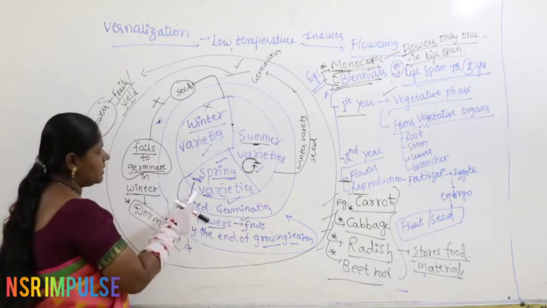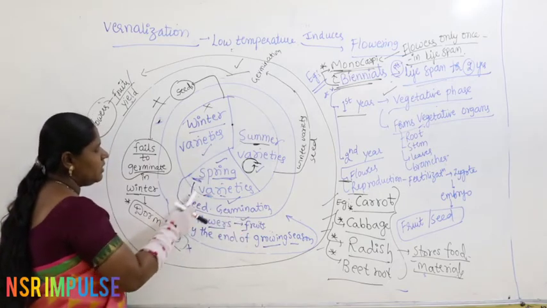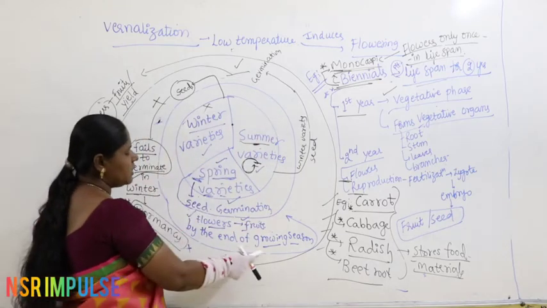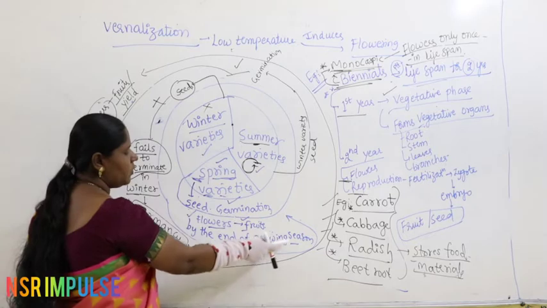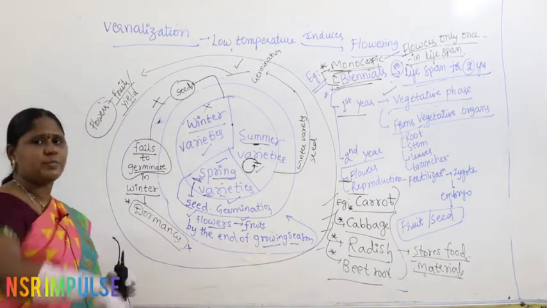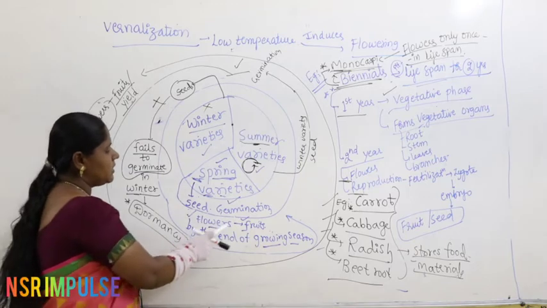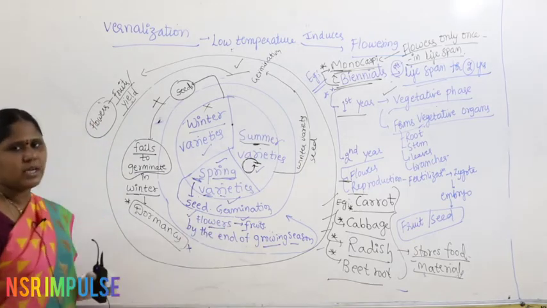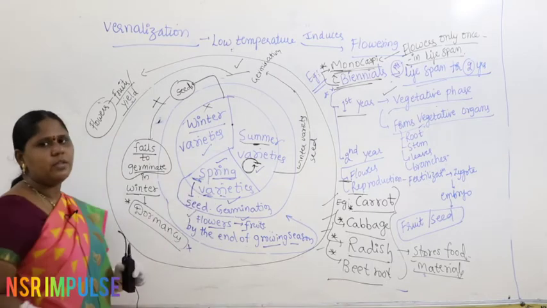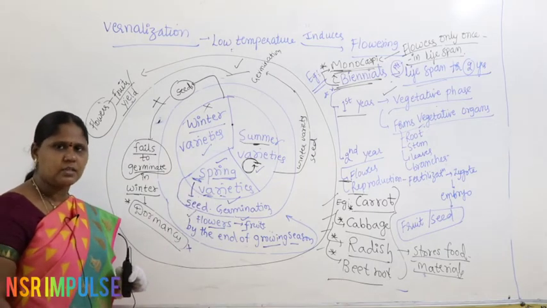When you plant the seed in spring season, you have to wait for 1 year, because by the next year, spring season itself is the growing season. By the end of the growing season, by next spring season, you can see flowers and fruit formation takes place. Then they are called what? Spring varieties.